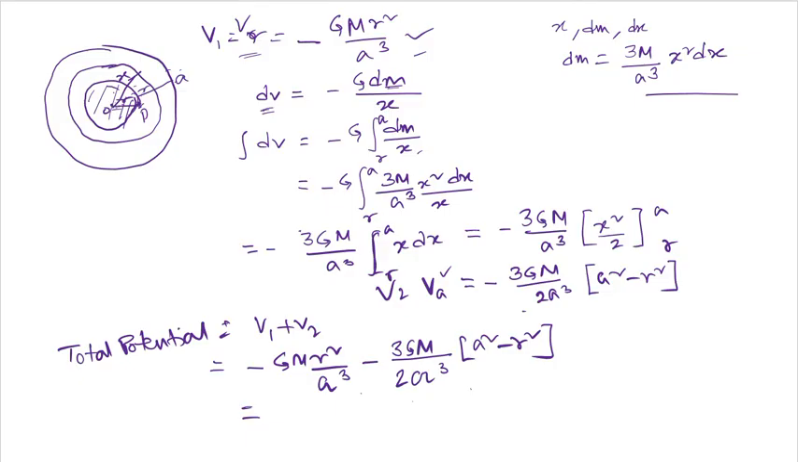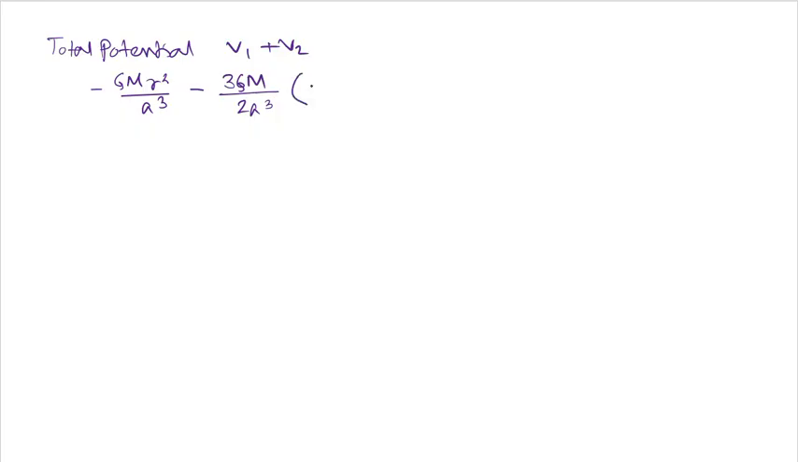So when I create a new slide, okay, now what is that total potential? Total potential is nothing but V1 plus V2. So what was V1? V1 is nothing but the minus Gm R square by AQ. And what is the potential at the V2? V2 is nothing but the potential for the thin shell, the point will be appearing inside, correct? For that we calculated 3 Gm by 2 AQ, A square minus R square.